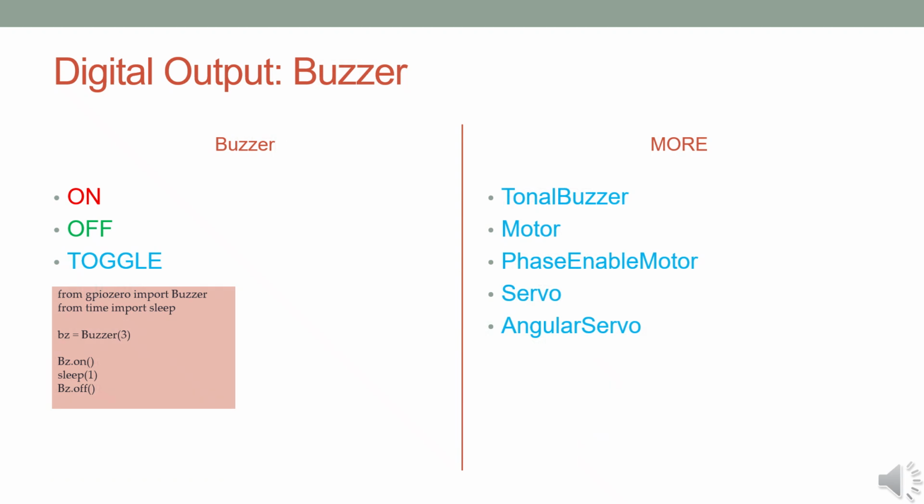Similarly, another commonly used device is the buzzer. When we want to generate a sound or a beep using the buzzer's speaker, gpiozero provides a convenient way to control it through a dedicated object called buzzer. With this object, we can easily issue commands such as buzzer.on to activate the buzzer, buzzer.off to stop the sound, and buzzer.toggle to switch the state between on and off.